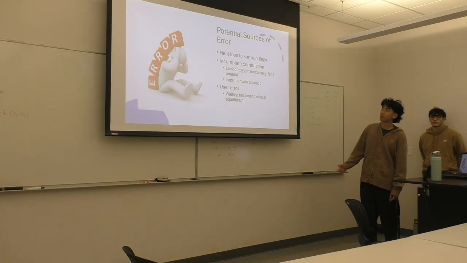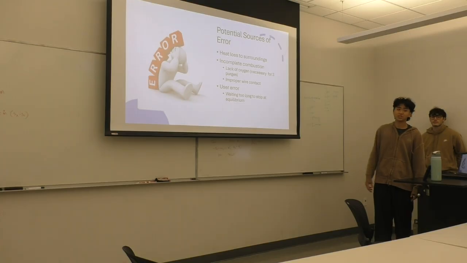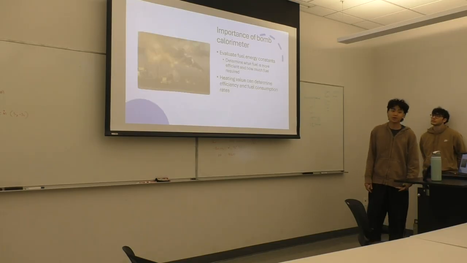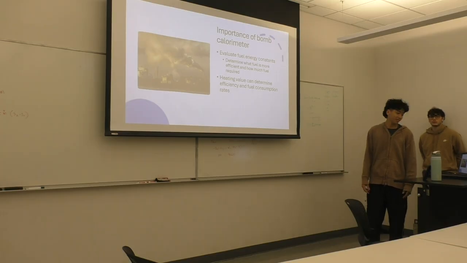We could also have improper wire contact, meaning the wire could have shorted. And we have user error: if we waited too long for the temperature to reach equilibrium, we would have a loss in temperature. And the importance of the bomb calorimeter is that we can evaluate fuel constants. Say we want to measure how much energy will be released per unit mass if we combust this fuel, and we can determine if it's going to be efficient or not.